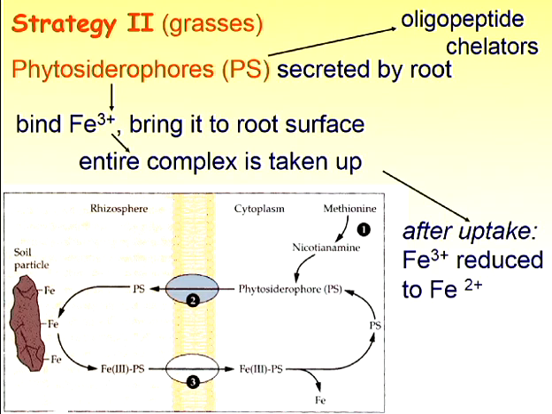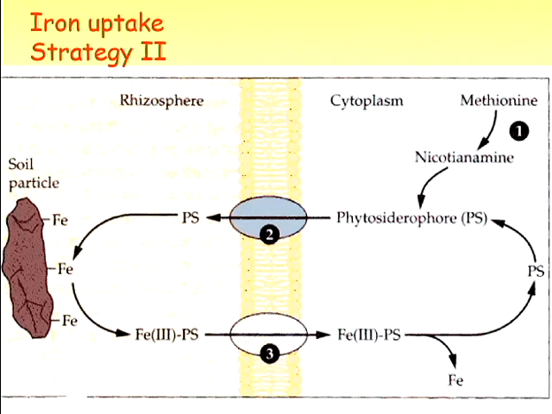So the entire complex is taken up, it's reduced to iron 2+, released from the phytosiderophore, and then some other chelator takes it away, maybe nicotianamine. So that's the grasses. And the phytosiderophores of grasses are very good at capturing the sparse iron in the soil. So if you have competition for iron, which you often have, then grasses can often outcompete dicot plants and other plant species because they can very efficiently take up iron. And other plant species may make use of microbes that can help them acquire iron.